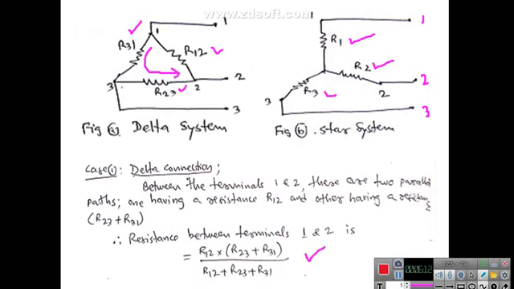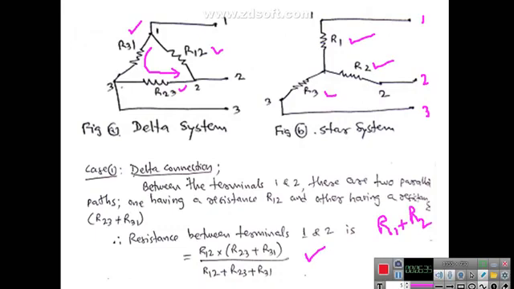Likewise, if you write the equation for the star system, what is the resistance between terminals 1 and 2? If we consider terminals 1 and 2, the resistance between them is R1 plus R2 in the star system.